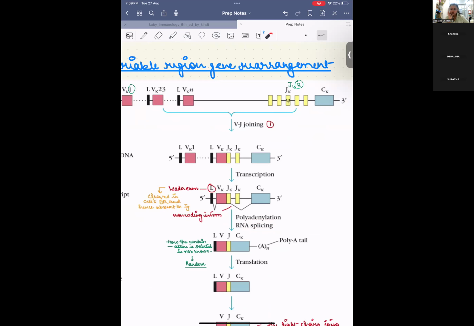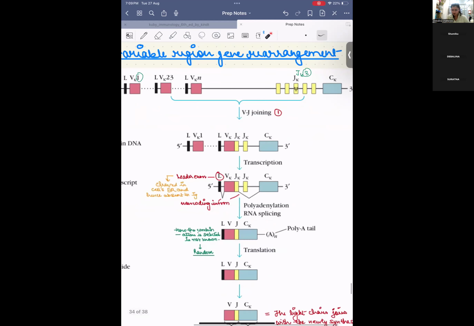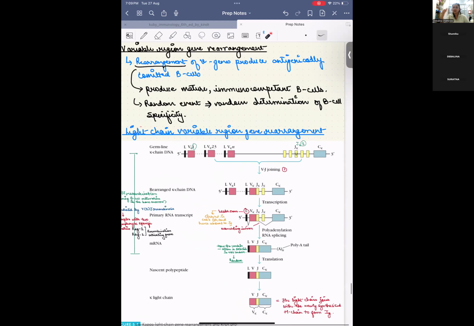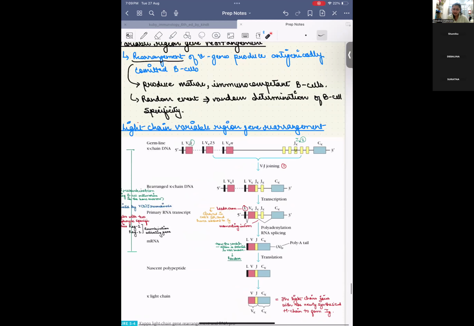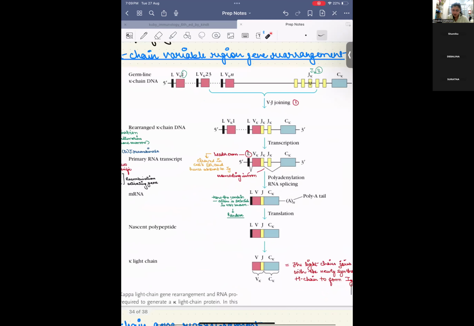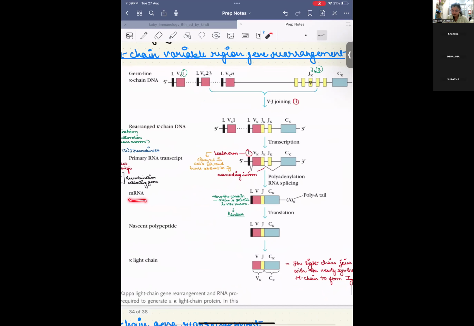The way this polyadenylation and RNA splicing happens determines the process of this joining. We ultimately have a poly-A tail because of this polyadenylation, a sequence that helps in initiation of translation. And ultimately, from this mRNA, we have a nascent polypeptide, which is now ready.